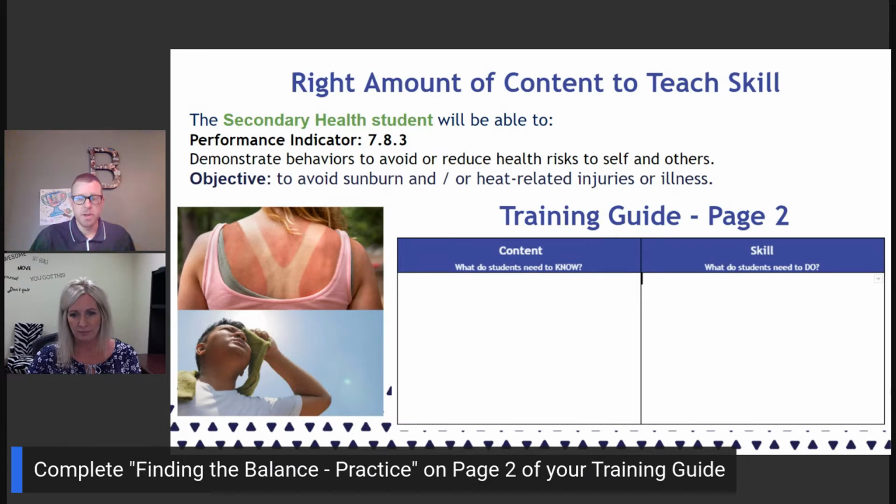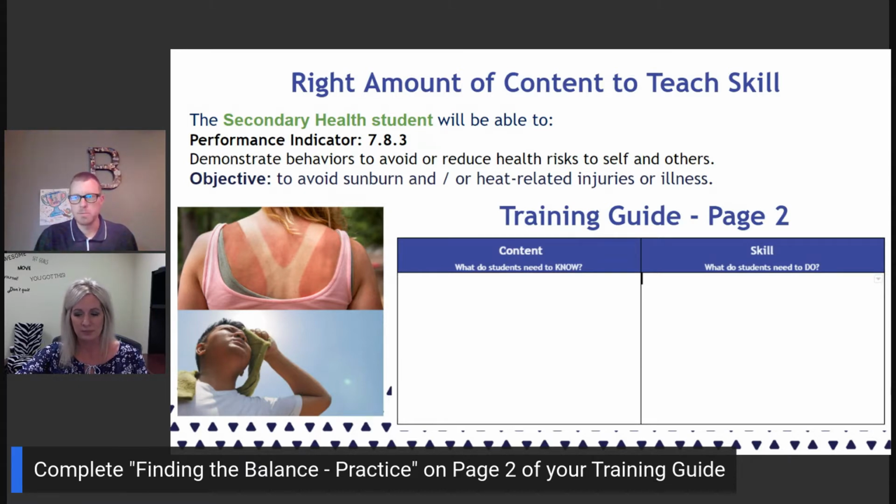Yeah, and I think it's okay, Kim, if they start off the same way we did. If it's all the things that you can think of, what's your balance like? Do you need to get rid of some content? Do you need to add some skill? Cross off, erase, add. But this is a good activity for us to try as we are trying to find that right balance.